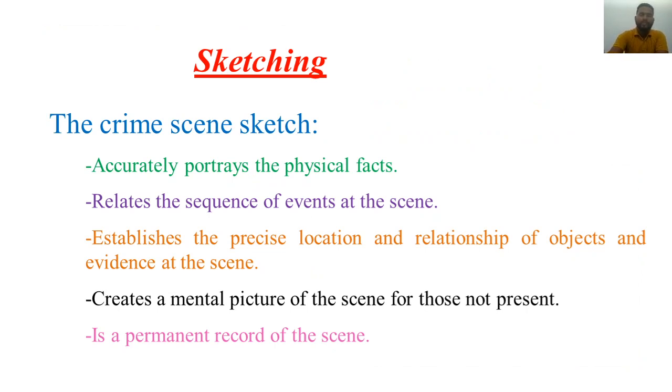Now we'll move towards the next point, that is sketching, crime scene sketching. Here the crime scene sketch accurately portrays the physical facts, and also relates the sequence of events at the scene. Crime scene sketches establish the precise location and relationship of objects and evidence at the scene. Also it creates a mental picture of the scene for those who were not present at the crime scene. And also, as we know, the crime scene sketch is a permanent record of the scene. So this is the basics of crime scene sketching.